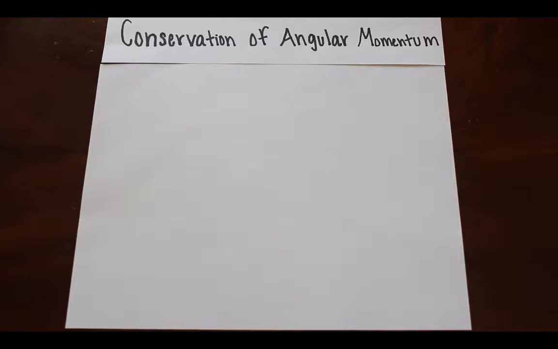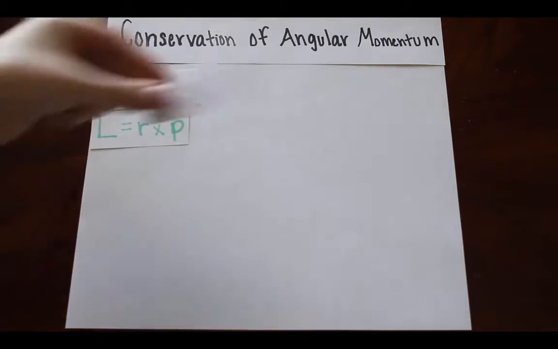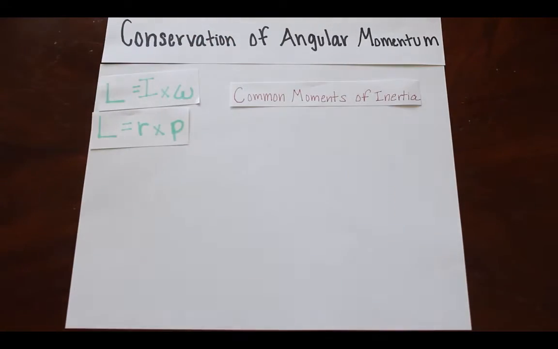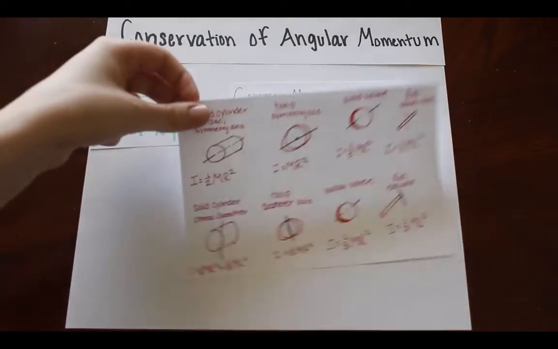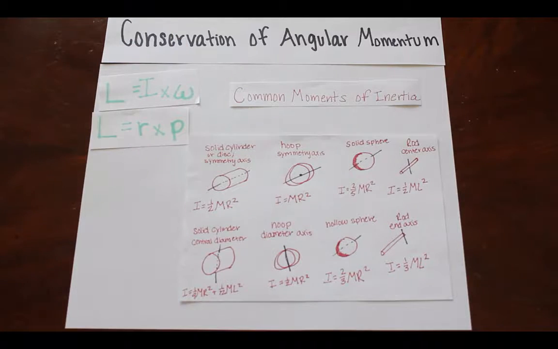Then we have our equations right there. So let's begin with our equations. We have L equals I omega and L equals r times p. So what is I? I is inertia. And so here I wrote out the common moments of inertia for the most commonly used shapes. If you want to pause the video to take a second to write all of these down, I know in Ms. Sanders' class she recommended that we memorize them for reference.